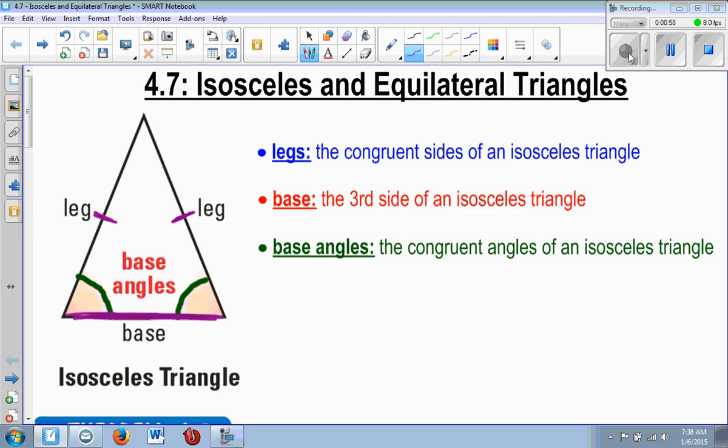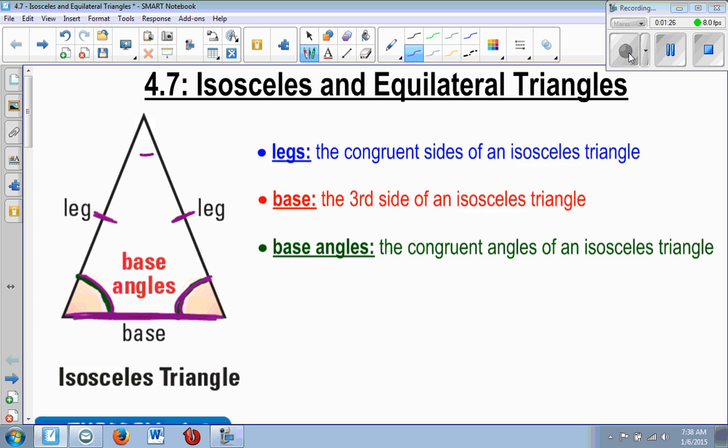The other parts of an isosceles triangle are its angles. Notice the bottom angles down here, the two on the left and the right, are called its base angles. The reason it's called its base angles is because they're along the base of the triangle. Those base angles are always going to be congruent in an isosceles triangle. So not only does an isosceles triangle have two congruent legs, it also has two congruent angles.